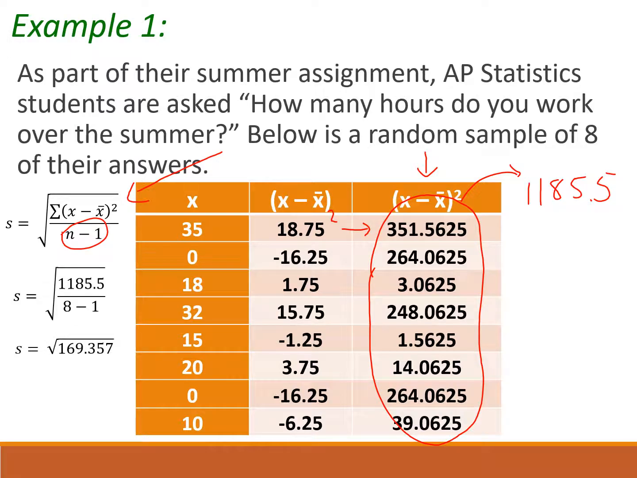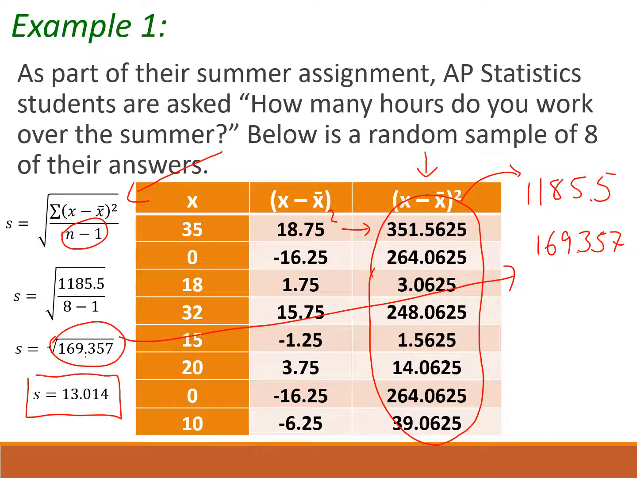169.357. Now this value, the 169.357, has its own name, and this is called the variance. It's what we get once we square everything and almost average them. This is really the square of the standard deviation because the last step is to square root it, and when we square root that number, we get our standard deviation of 13.014. So again, just to reiterate, 13.014 squared would give us 169.357, and that number is called the variance.